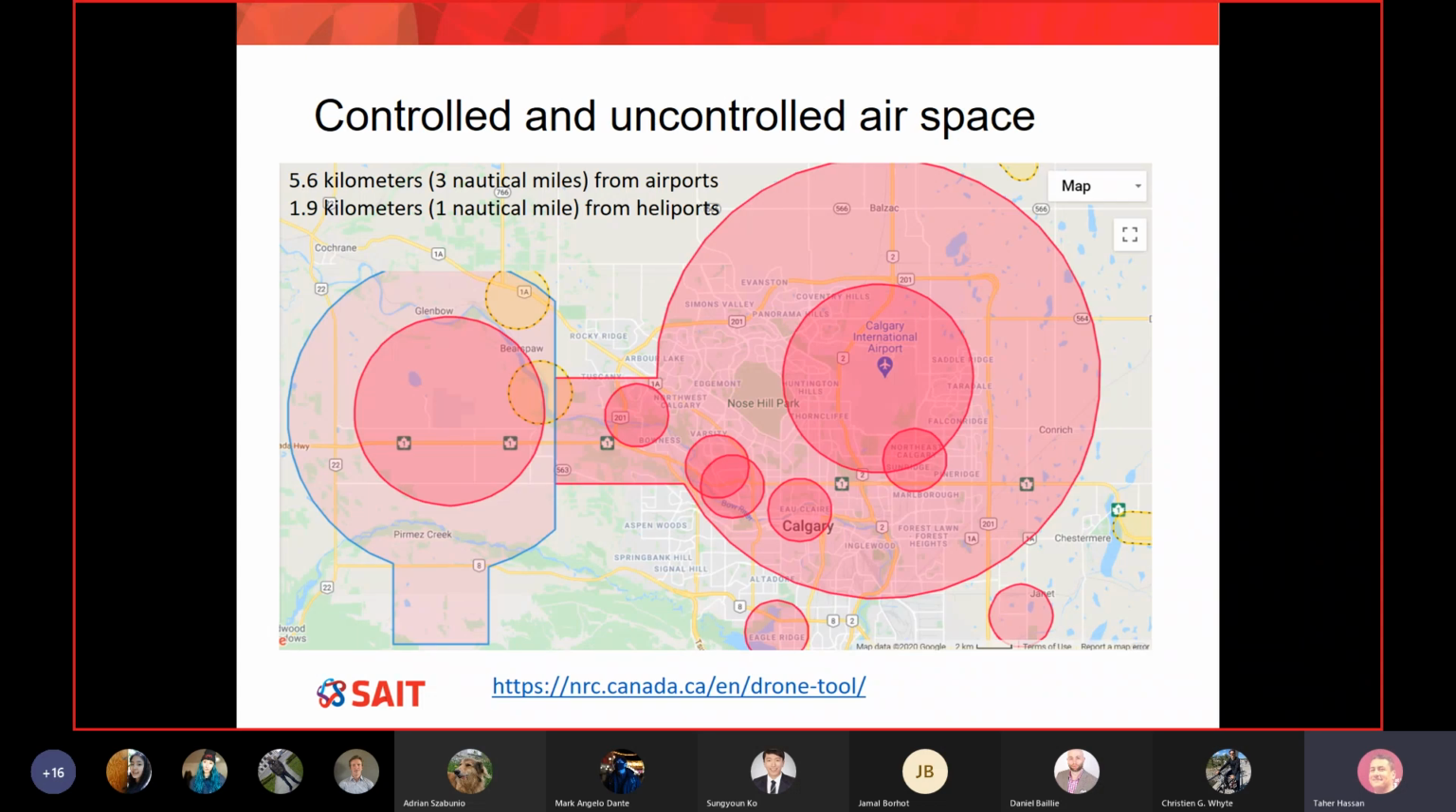Now let's move on to this slide here, and this slide will tell you what controlled airspace and uncontrolled airspace mean. Now the question is, why do we need to control the airspace? Any help? Why do we need to control the airspace at some point or some location?